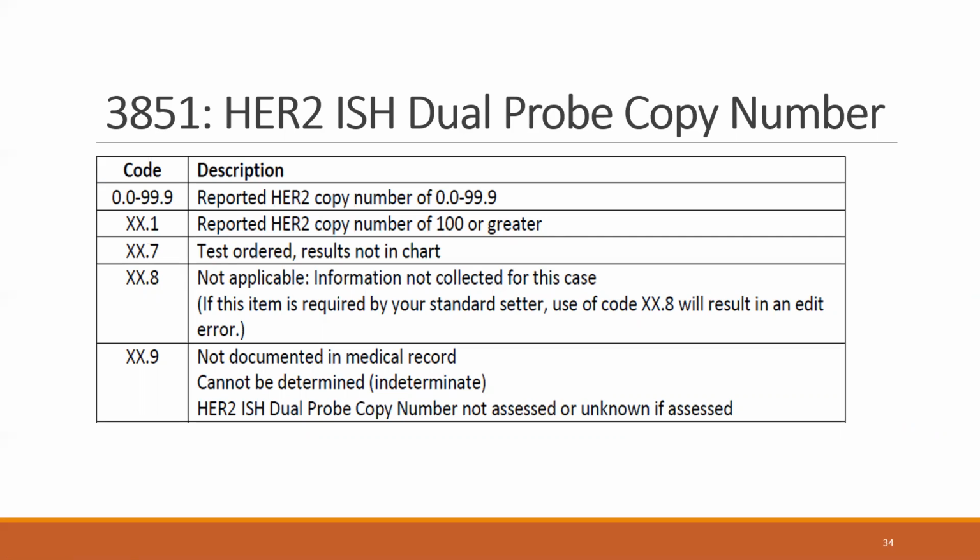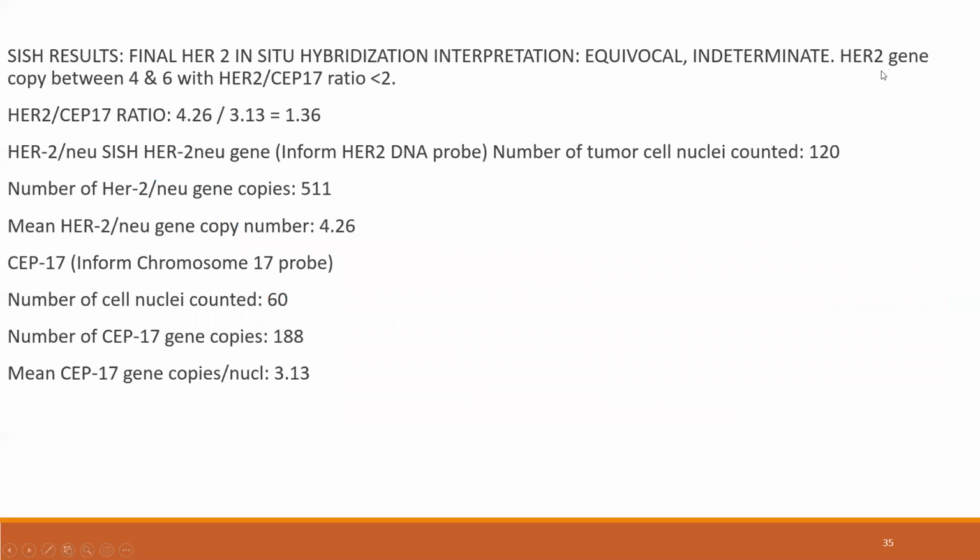Do not calculate the copy number. Also, and I'll show you some examples, you will see the copy number for the SEP17 also reported. You're looking for the HER2 copy number. So don't be confused on that, because it's confusing. Okay, so let's just look at some examples of reports.